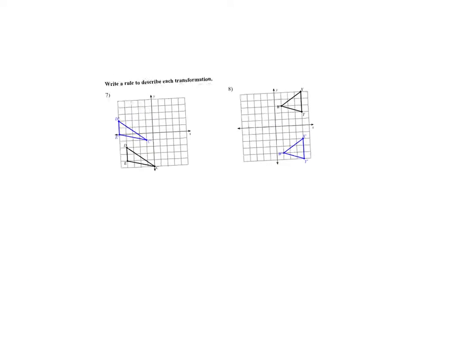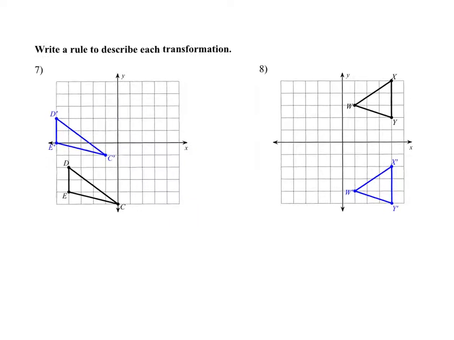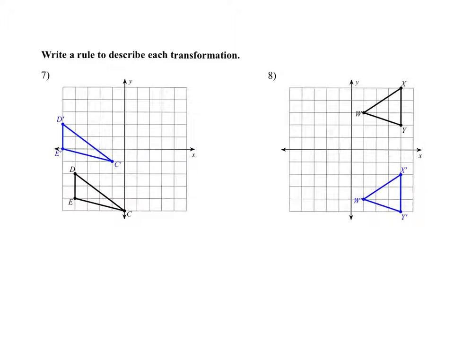All right, what about this last one? Now we have to write a rule to describe, okay? So there's different ways to write it, and we've seen it. You can use words or you can use a mathematical sentence. So the first one, I'm going to use words, and then the second one, I'll use a mathematical sentence. So you just pick a point. I'm going to pick the point D, and I'm going to see how to get to D apostrophe.